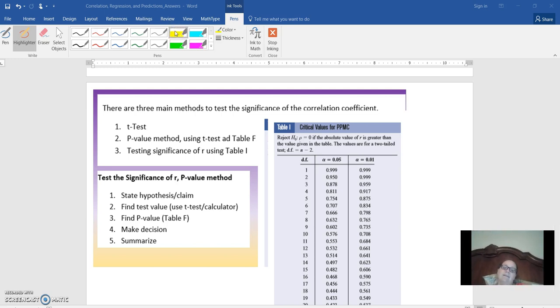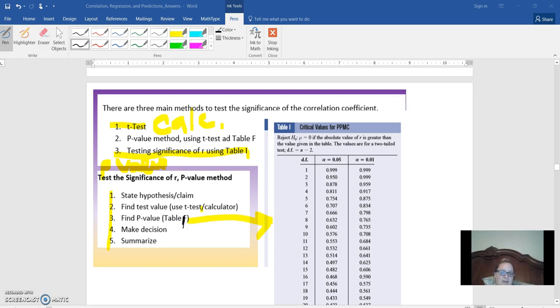All right, so there are 3 ways to test for significance. We can do the t-test, and for that we would use the calculator. I'll show you that at the very end. Or you can use table I, and table I gives you the p-value, just so you know. The steps we would do are: we would state the hypothesis and claim, which are always rho equals 0, rho doesn't equal 0. We would test it using our t-test on the calculator. We'd find a p-value using table I.